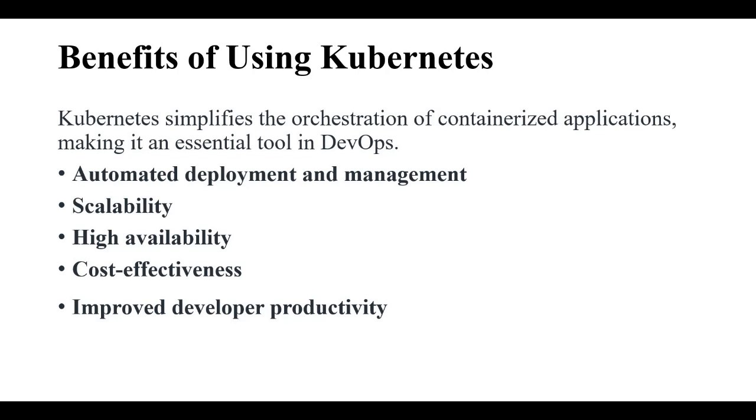So what are the benefits of using Kubernetes? Kubernetes simplifies the orchestration of containerized applications, making it an essential tool in DevOps. Its benefits are automated deployment and management, scalability, high availability, cost effectiveness, and improved developer productivity. So one by one we will know. First is automated deployment and management. If you are using Kubernetes to deploy the application, then there is no need for manual intervention. Kubernetes will take care of everything like automating the deployment, scaling and containerizing the applications.